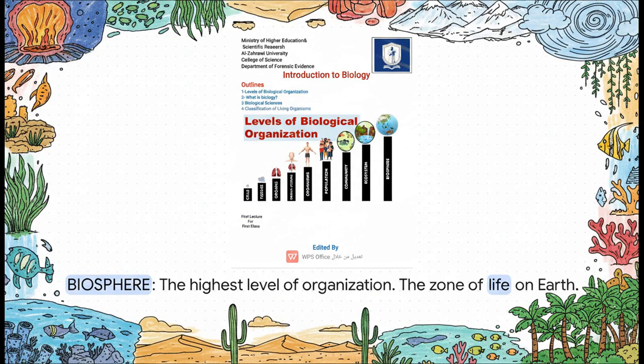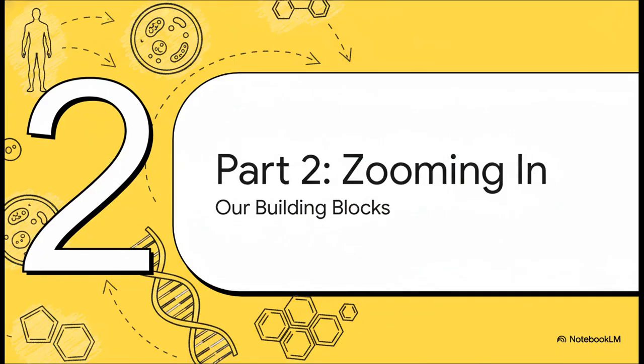And for our final zoom out, we hit the top, the biosphere. This is the highest level, the biggest scale you can get. It's literally the sum of every single ecosystem on Earth, from the deepest parts of the ocean to the air high above the mountains. It's the entire zone of life on our planet. Pretty incredible.